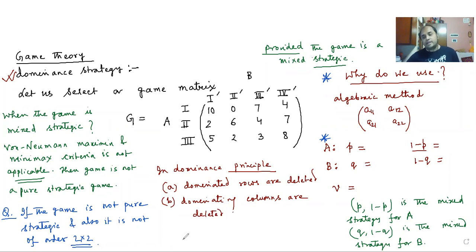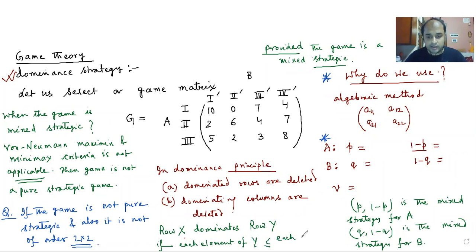And when we say that a particular row dominates another row, the row X dominates row Y if each element of Y is less than or equal to the corresponding element of row X. So if this is so, then we can say that this thing is happening.